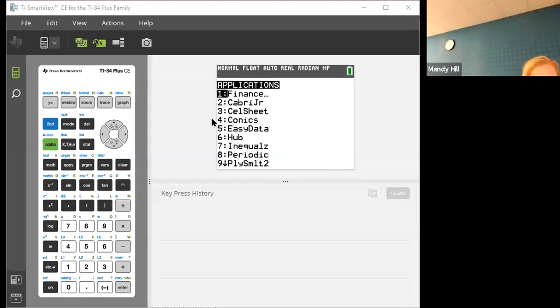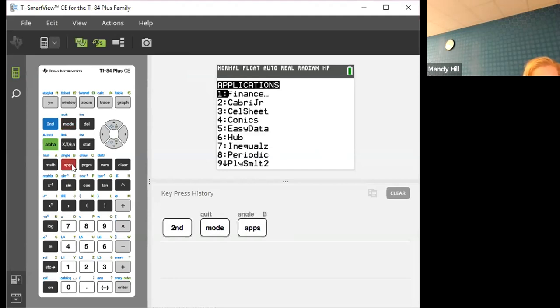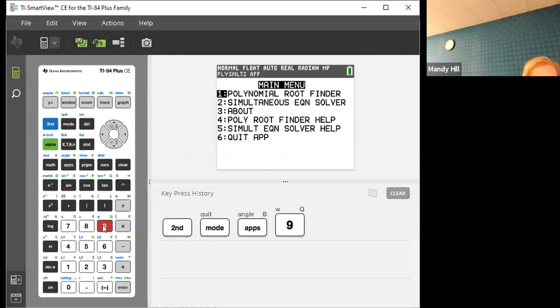So here's our graphing calculator. My screen's over here, so I'm going to get out of it. I'm going to hit second mode to get out of this screen. And this was in your apps, so I'm going to hit the apps button. And we do want number 9, Poly Simulator. So I'm going to hit number 9. There's the Poly Root Finder. That's the one I want to use.